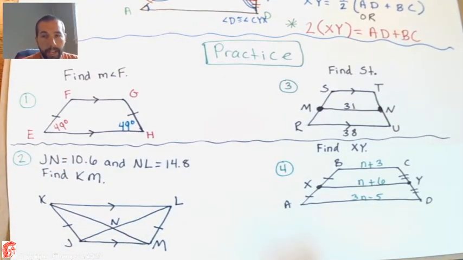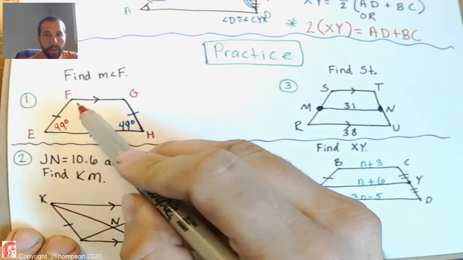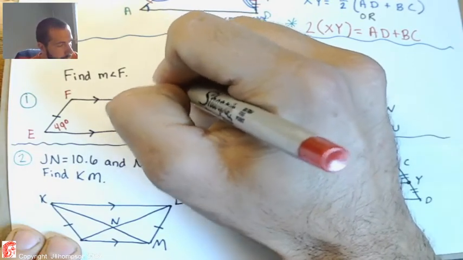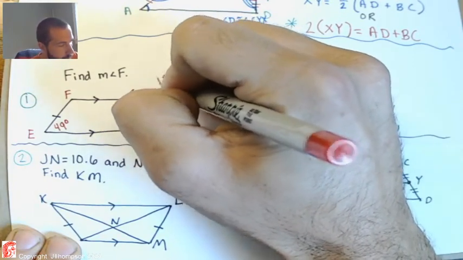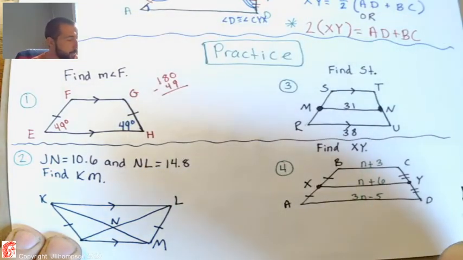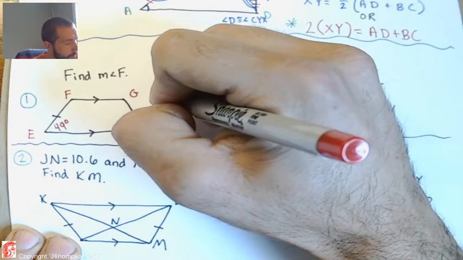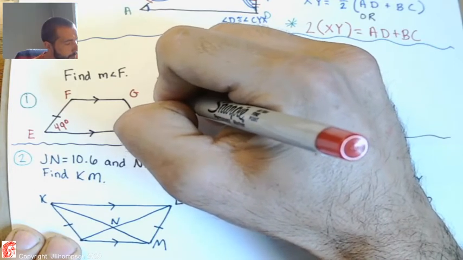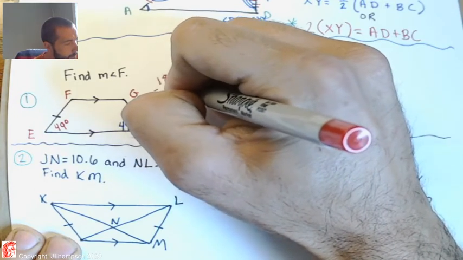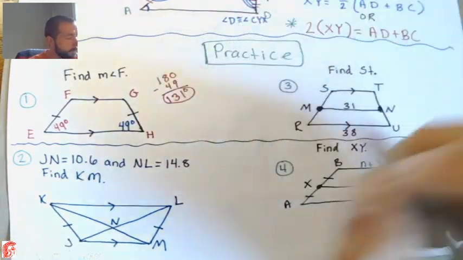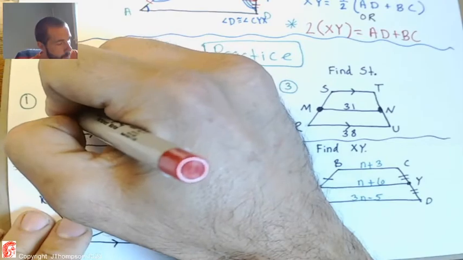Another thing is the consecutive interior angles are supplementary, which means angle E and angle F are supplementary. So we're going to do 180 minus 49, and 180 minus 49, that's going to be 131. So angle F is 131.